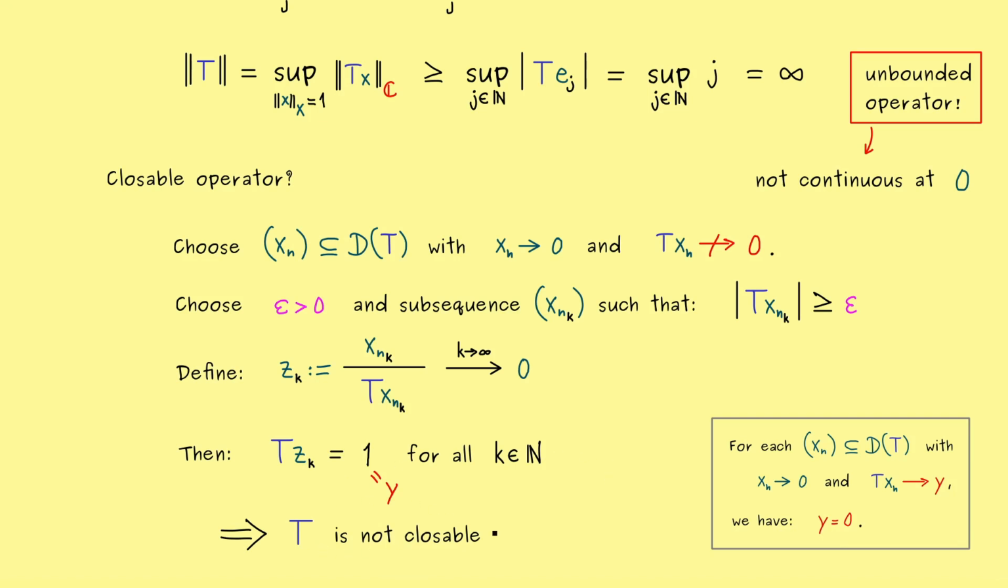Therefore, this is important to remember. In infinite dimensions, we can easily define unbounded operators that are not even closable. But I can already tell you, in this course we will also see a lot of closed operators, so a lot of positive examples.